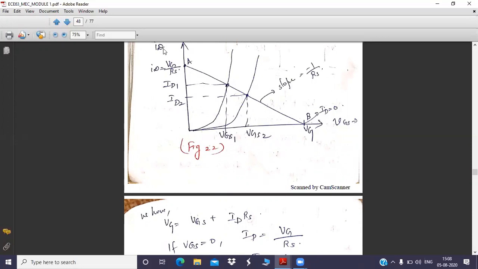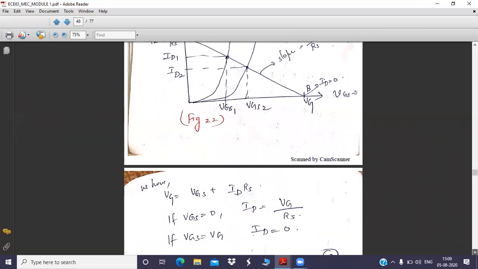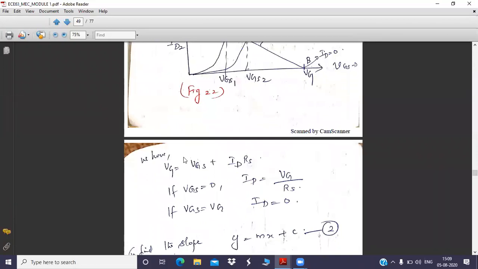Now, to get this point A, which lies on the y-axis, we need to take this equation. This equation you already know. In the previous class, in the morning class, we discussed it. EG is your gate voltage. This is a fixed constant battery voltage, and it splits into two components. One is VGS, the second is the drop across RS. What is the voltage drop across RS? It is nothing but IDRS. VGS is the junction voltage. So this is basically the KVL equation we got from that particular loop.